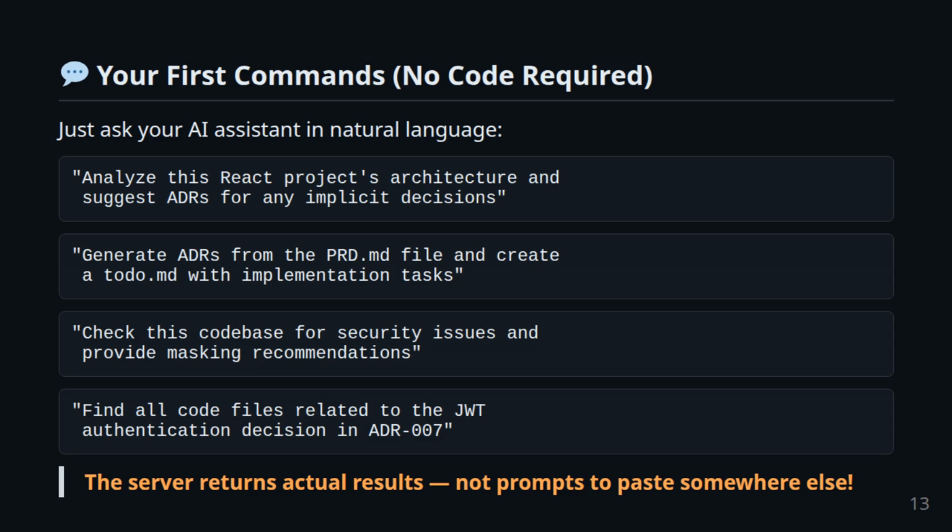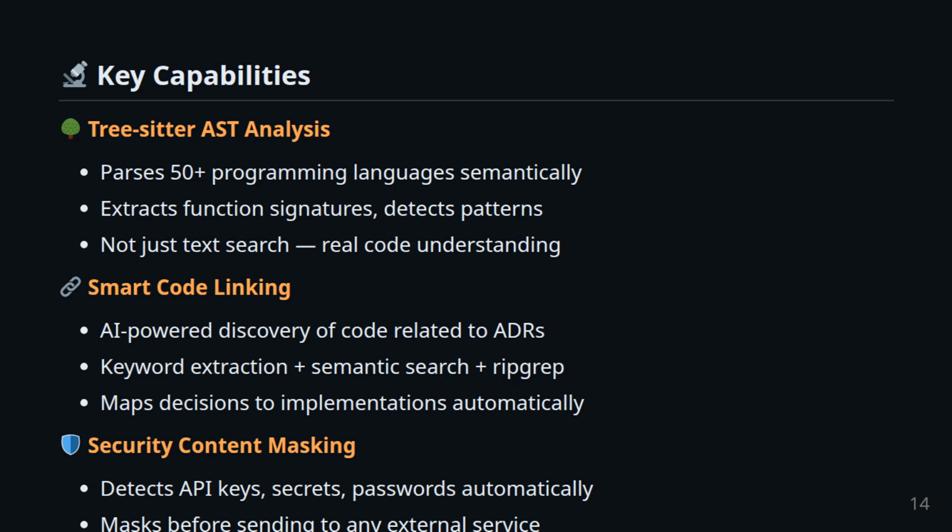Using the server is as simple as talking to your AI assistant. Ask it to analyze your project's architecture, generate ADRs from a product requirements document, scan for security issues, or find code related to specific decisions. The key difference here is that the server returns actual results, not prompts for you to paste somewhere else. Let's look at the key capabilities in detail.